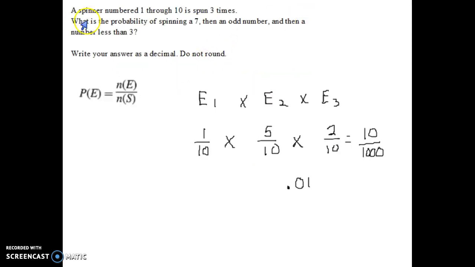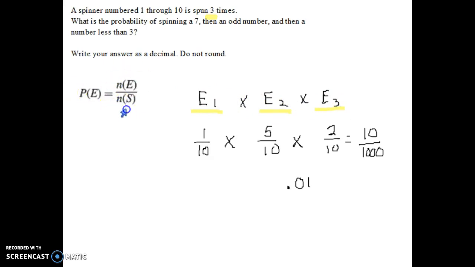All right, so here's some sample problems. A spinner numbered 1 through 10 is spun 3 times. What is the probability of spinning a 7, then an odd number, and then less than 3? Okay, so the way I like to tell you to do these is think about how many events. I'm going to spin it 3 times, so that is how many events I have. So we want to multiply the probability of each of those 3 events. We're going to take the probability of event number 1 times event number 2 times event number 3.